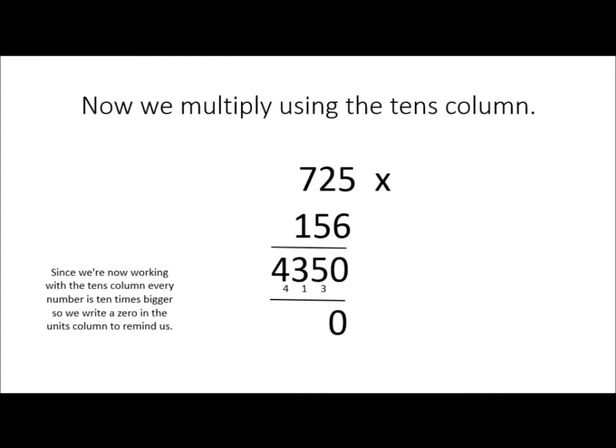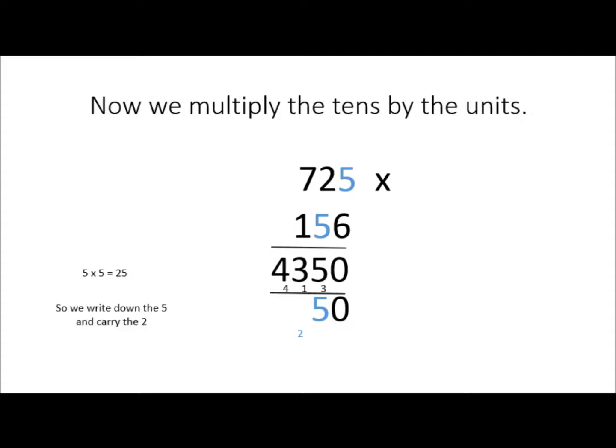Now we multiply using the tens column. Since we're now working with the tens column, every number is 10 times bigger, so we write a 0 in the units column to remind us. So now we multiply the tens by the units. Since 5 times 5 is 25, we write down the 5 and carry the 2.